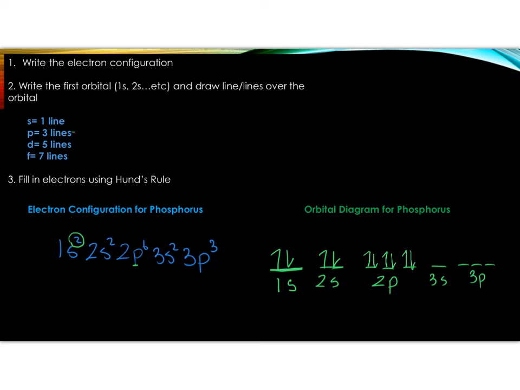Next we have a 3s. Again, we have two electrons, so one up arrow and one down arrow. And then lastly our 3p, and here we only have 3 electrons. So I'm going to put 1, 2, 3. And this is correct because we used Hund's rule. We filled the empty orbitals first with an electron, and then we don't need to pair anything up because we only need 3 electrons in this orbital diagram. So this would be the full orbital diagram for phosphorus.